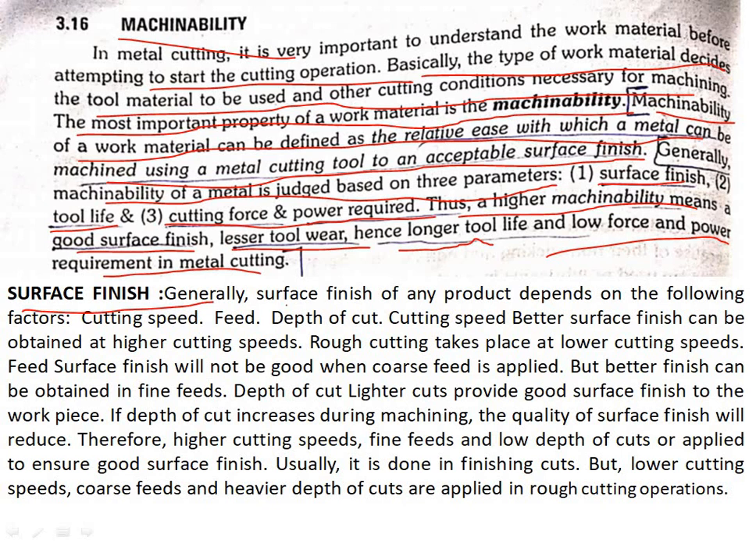So what is surface finish? Generally, surface finish of any product depends upon the following factors, that is cutting speed, feed, and depth of cut. Surface finish depends upon only three factors. Those are very important factors: cutting speed, feed, and depth of cut. So cutting speed: better surface finish can be obtained at higher cutting speeds. Rough cutting takes place at lower cutting speeds.